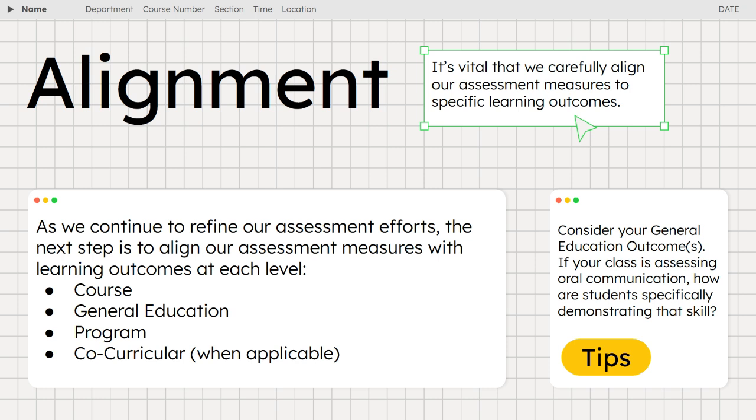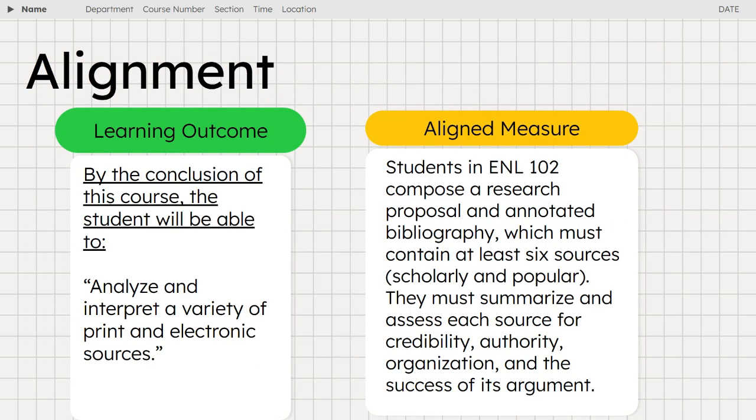How are those students demonstrating oral communication skills in your program course? What is that connection? What assessment measure are you utilizing to demonstrate student success with oral communication? So let's look at this kind of based on some examples here.